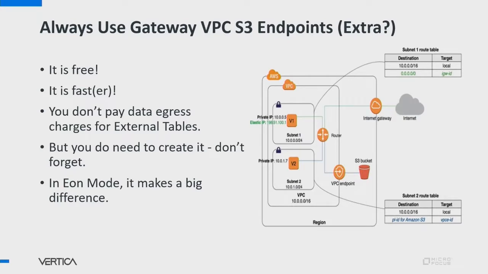Let's take a look at the networking aspects that you need to consider. Vertica recommends configuring the gateway S3 endpoint for your VPC. As you are aware, a gateway endpoint is a target for a route in a route table to connect VPC resources to S3. In this picture, you can see that the instances in subnet 2 can access Amazon S3 through the gateway endpoint. This is very useful for Vertica in Eon mode because it allows egress traffic only to the S3 service, which makes it more secure, and it's free of cost.